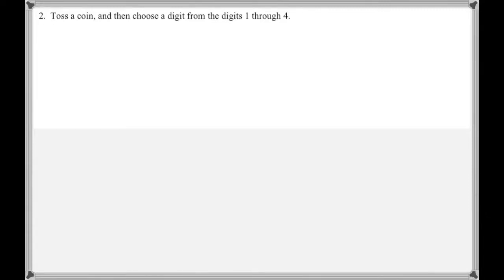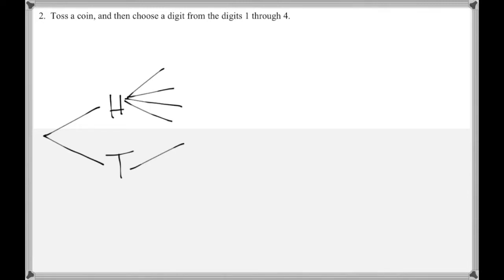Number 2 says, toss a coin and then choose a digit from the digits 1 through 4. So we have two possible outcomes from the coin toss. It's either going to be heads or tails. And then we have 4 digits to choose from. So there are 4 possible outcomes from both the heads branch and the tails branch.